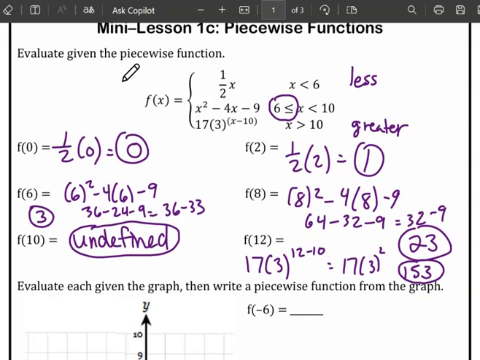So this is evaluating piecewise functions. The most important thing is to identify which piece it's in, and then after that, and only after that, can you evaluate it.